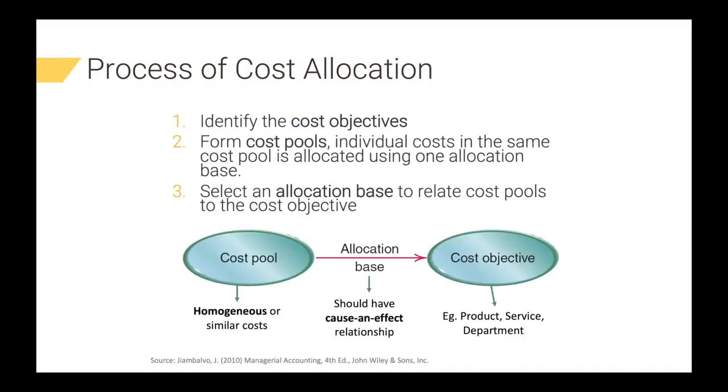The process of cost allocation. First, we identify the cost objectives. Second, we form cost pools. Individual costs in the same cost pool are allocated using one allocation base. Third, select an allocation base to relate cost pools to the cost objective. I will pause here so you can take time to review this graphic that will help explain this process.